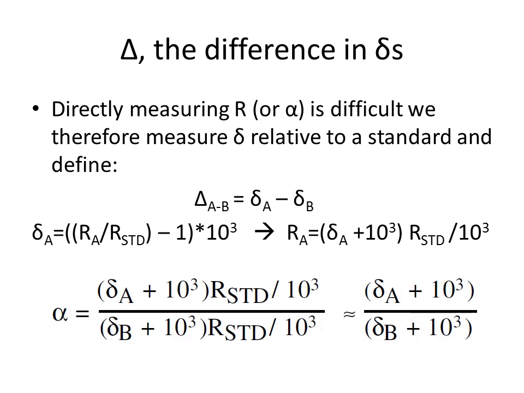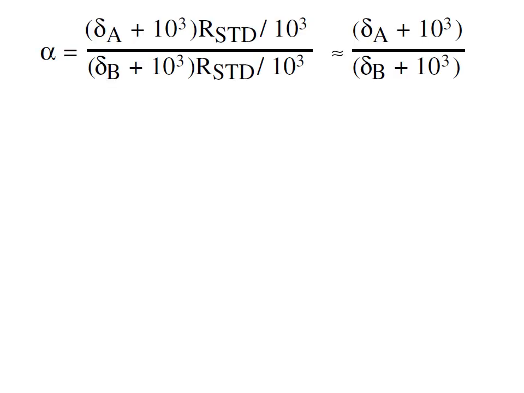We know that alpha, the fractionation factor, is the ratio in A divided by the ratio in B. So that's what this is here. This bit and this bit cancel out to give you this equation. Now we have an equation that relates alpha to the things that we can measure.